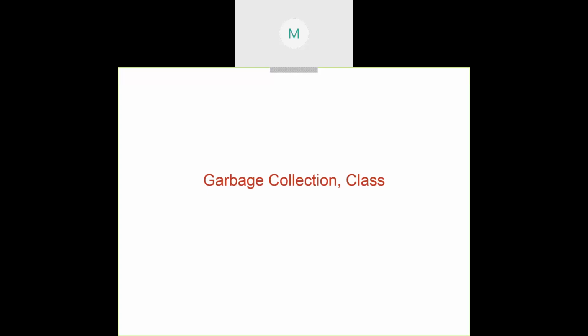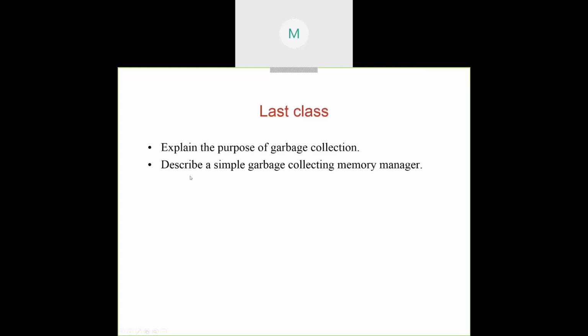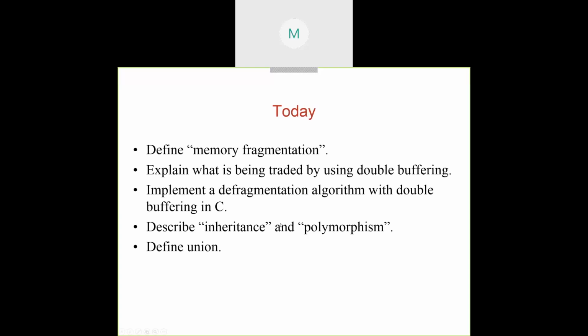So let's start. Last class we learned about garbage collection. At first we covered why we are using garbage collection. Then we talked about a simple garbage collecting memory manager called the buffer, or the object manager, you can say. In this class, we'll first do a little recap, then we'll go to what is called memory fragmentation, then explain what is created by using double buffering, and how we can implement a defragmentation algorithm with double buffering in C.